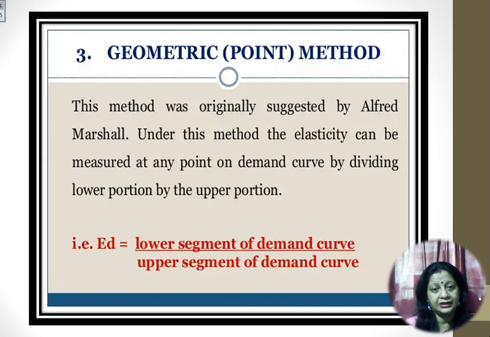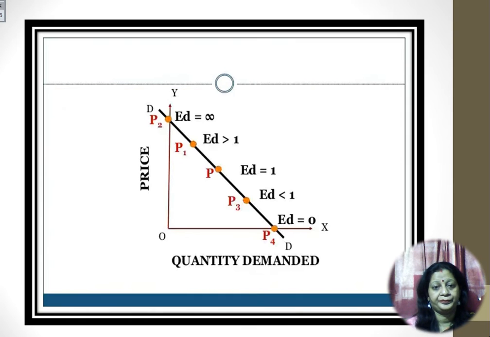Geometric or point method. This method was originally suggested by Alfred Marshall. Under this method, the elasticity can be measured at any point on the demand curve by dividing the lower portion by the upper portion. That means the lower segment of the demand curve is divided by the upper segment of the demand curve. Here you can see P2, P1, P, P3, P4 is the price, and ED is the elasticity of demand. On the x-axis we have quantity demanded, and on the y-axis we have the price of the commodity.